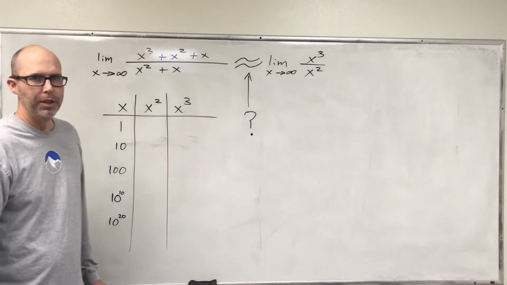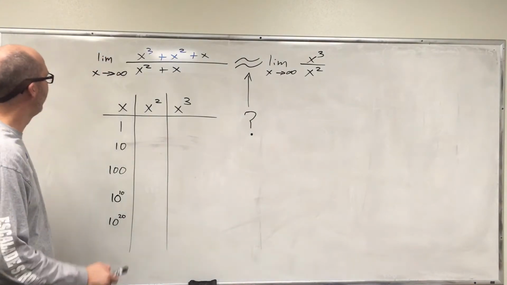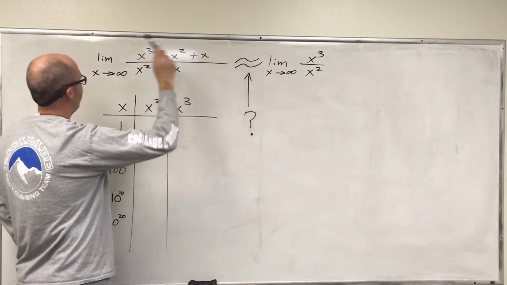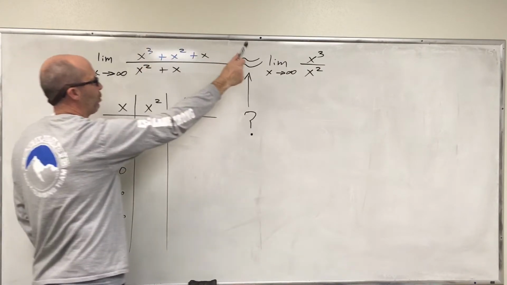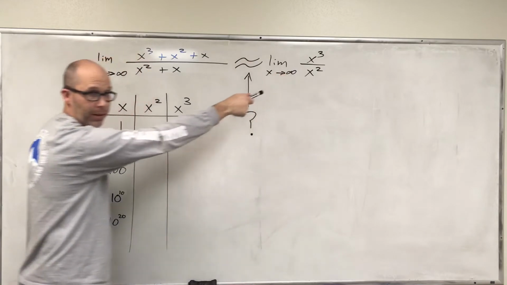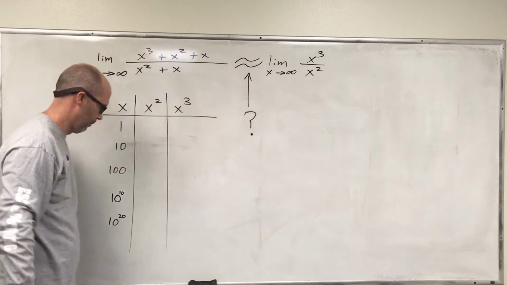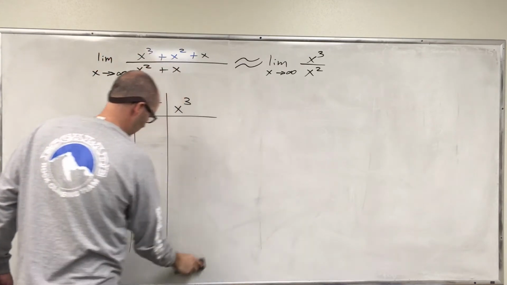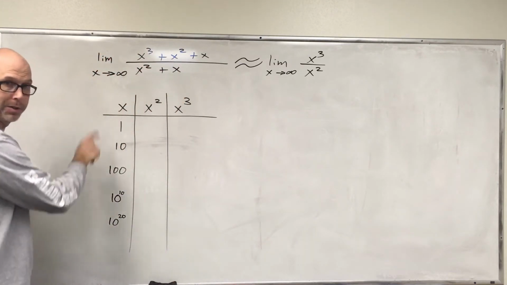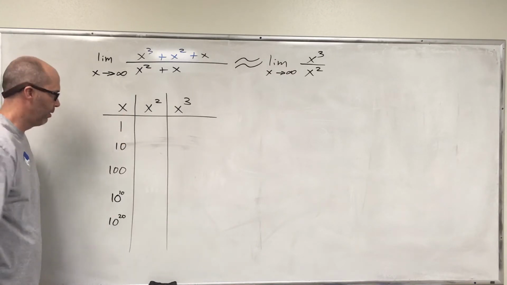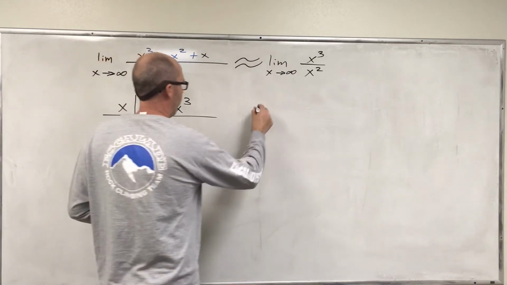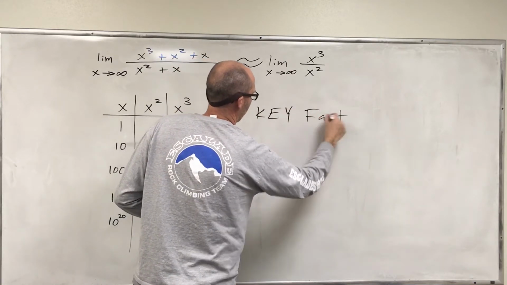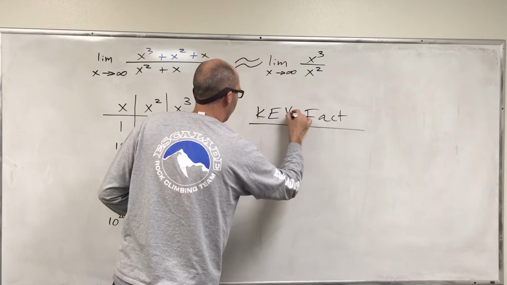All right, in this video I want to explain why we can say that this limit is approximately that limit. Why can we do that? I'll use a table to explain this. But before I do that, let me explain a key fact. Key fact.